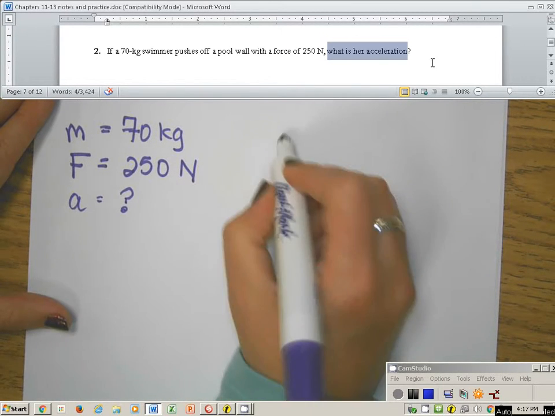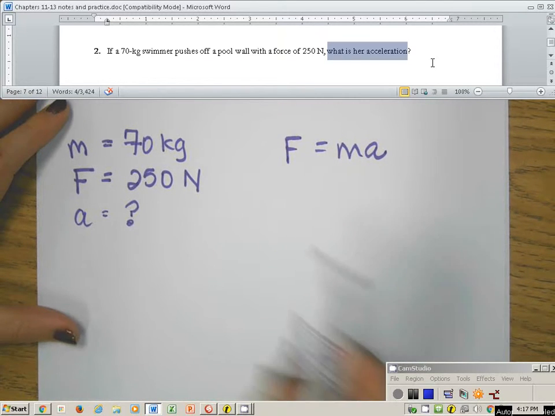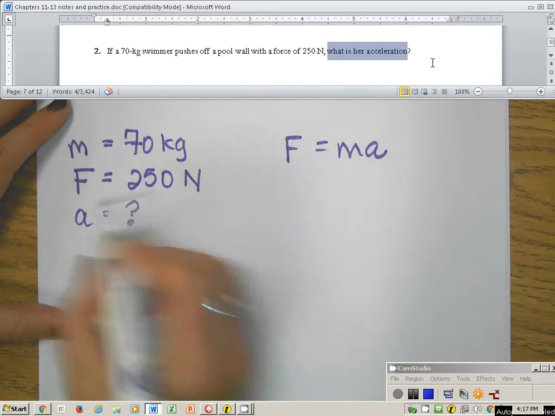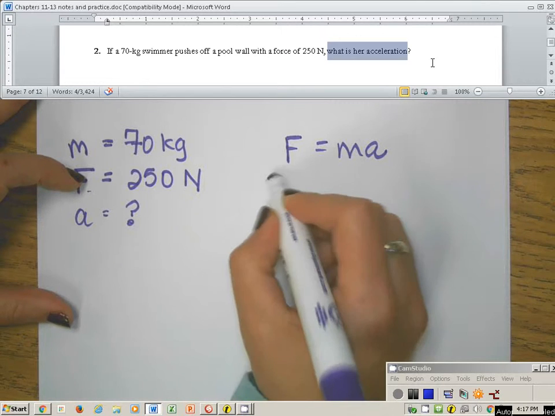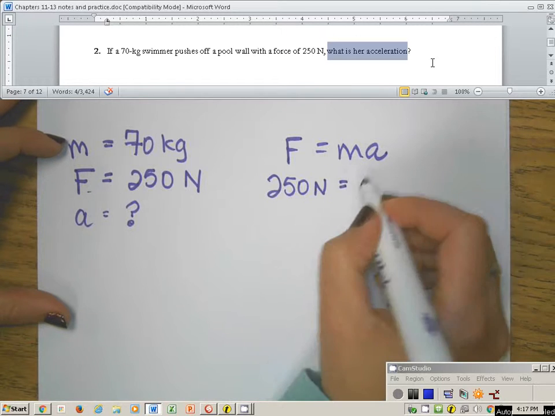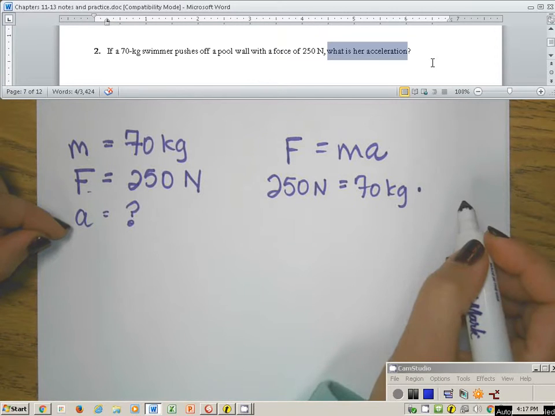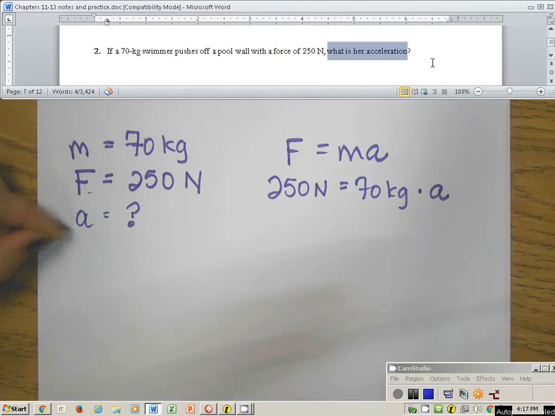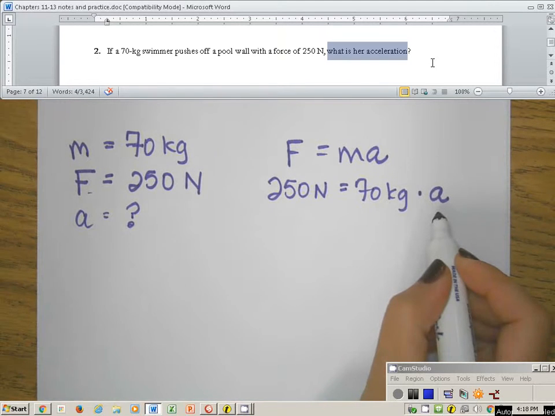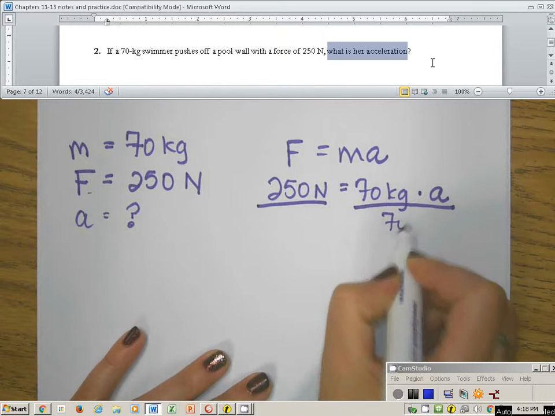I have everything that I need to once again plug into F is equal to ma. And I'm going to do the same thing I did last time. I'm going to come over here and I'm going to plug into the equation. So my F, I do have a number for this time. So I'm going to substitute 250 instead of F. I have an M, so I'm going to substitute in 70 kilograms for my M. And my A, I don't have a number for that. So I'm going to put A again. Well, now at this point it becomes a math issue. How I solve for A is I need to get rid of 70 kilograms, which means I need to divide both sides by 70 kilograms.